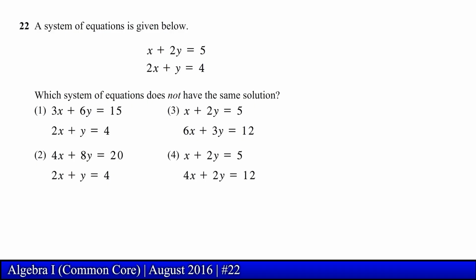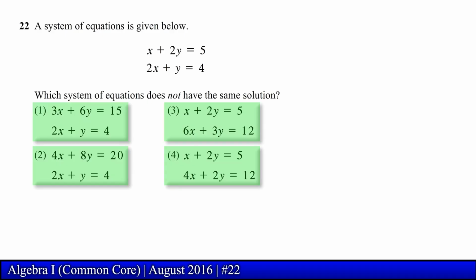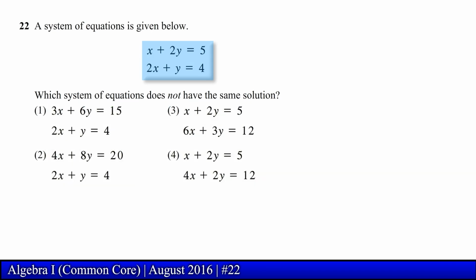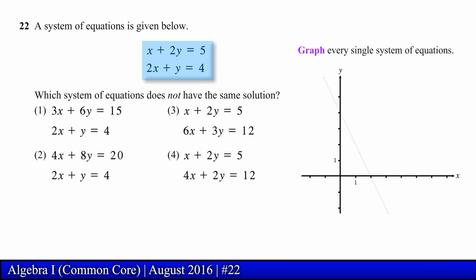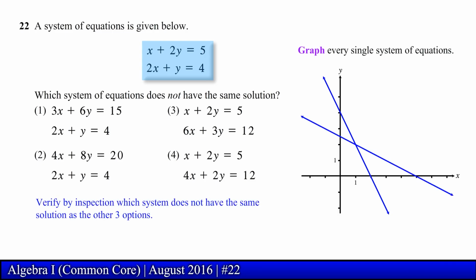In this problem, we need to determine which of the given system of equations does not have the same solution as the system of equations x plus 2y equals 5 and 2x plus y equals 4. We can determine this in a couple of ways. We could graph every single system of equations and verify by inspection which system does not have the same solution as the other 3 options.